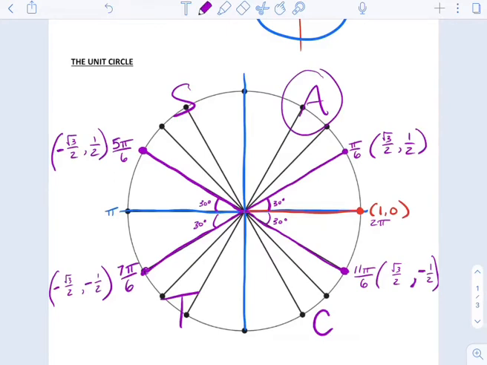All are positive in that first quadrant, both these. Only sine is positive in the second quadrant. Only the y values are positive in the second quadrant. Right, sine is y. Tan, well, tan is sine divided by cos. Now in this case, our tan values will end up being positive.